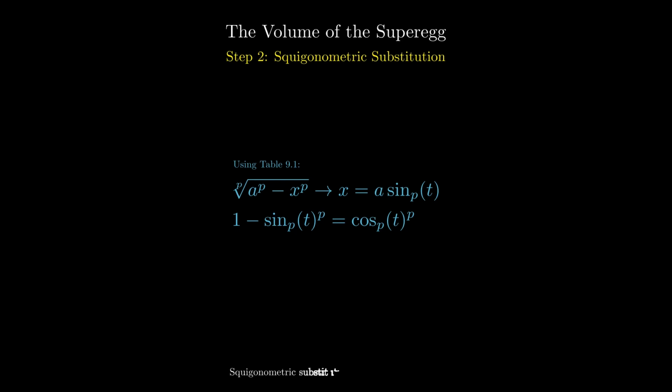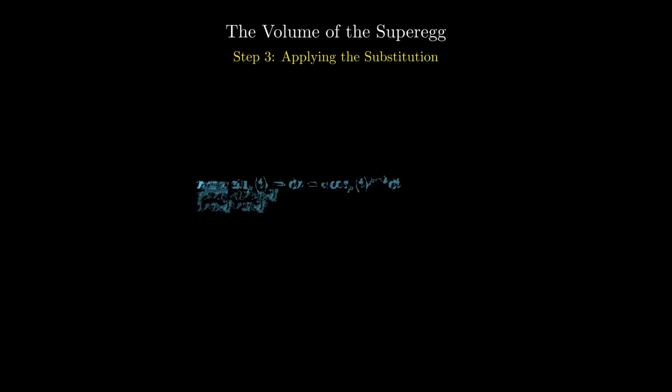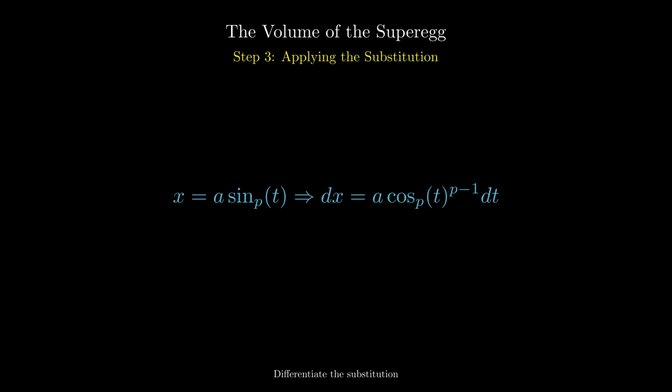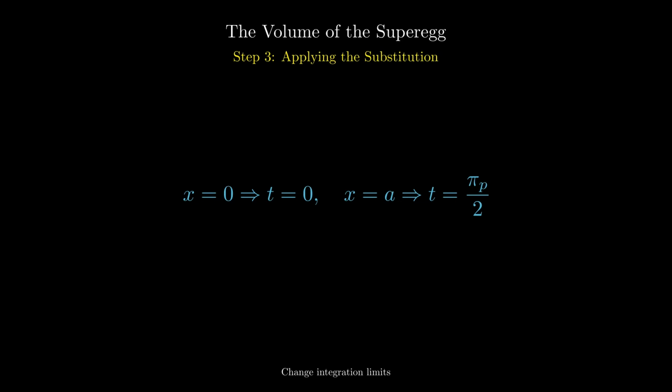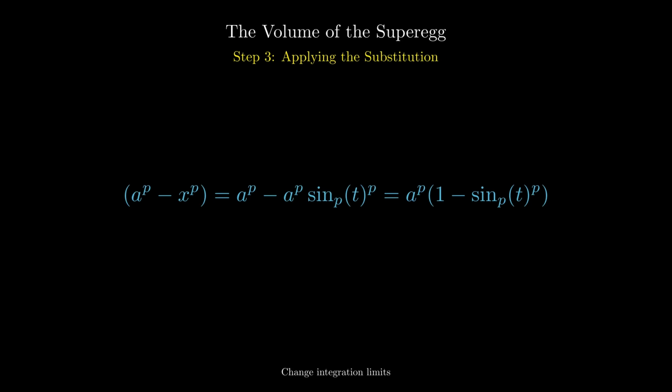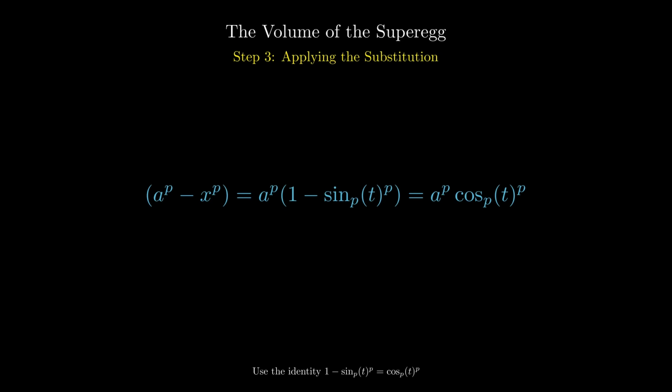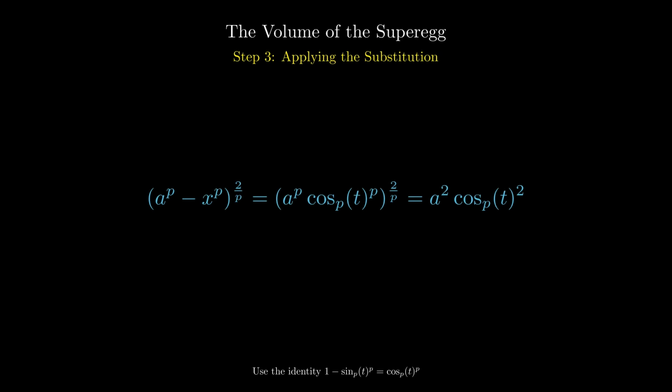In a similar manner as before, we can use the substitution to find out what dt is in terms of dx. We can also again find out what the integral boundaries will be after the substitution. And here we can also simplify this term, which before was inside of a radical. Because we're raising this expression, however, to the power of 2 over p, the expression becomes just a squared times cos_p of t squared.